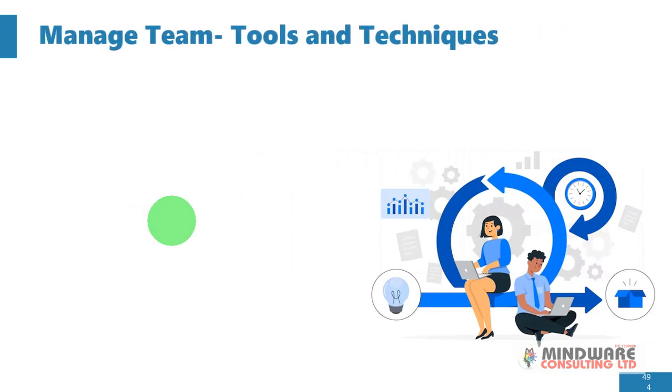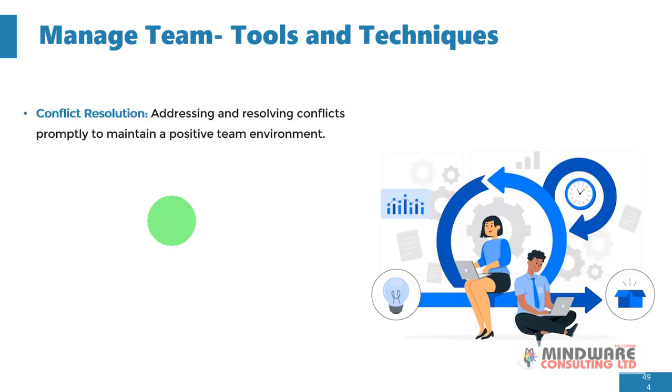So let's look at the tools and techniques that we require for this process. First is conflict resolution. Addressing and resolving conflicts promptly to maintain a positive team environment. So like I said before, conflicts are going to arise from time to time. So your ability to be able to identify them and resolve them on time will go a long way to maintaining that positive team environment.